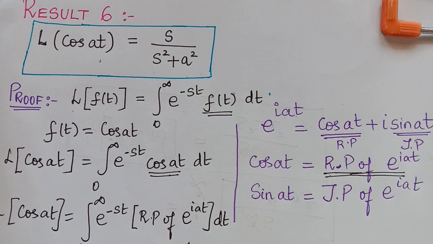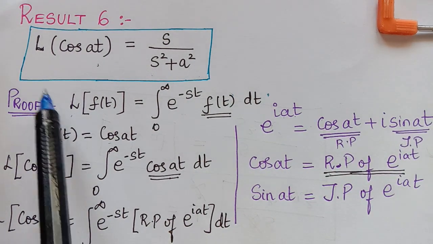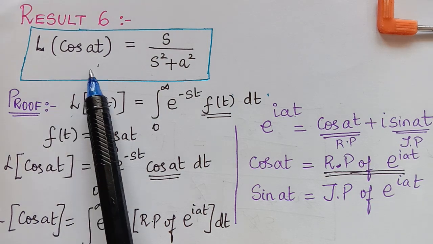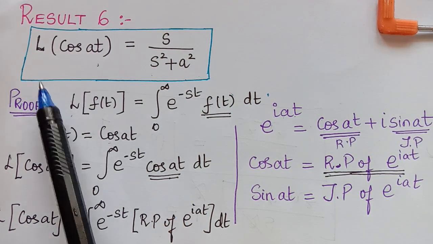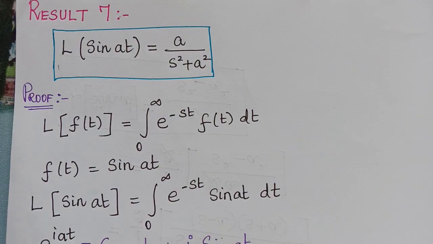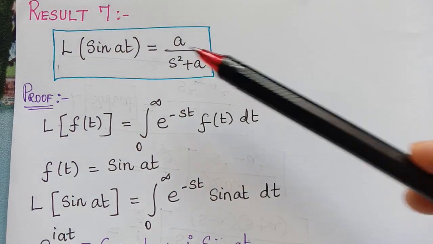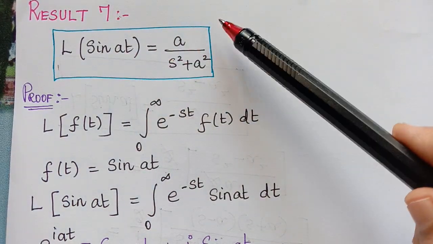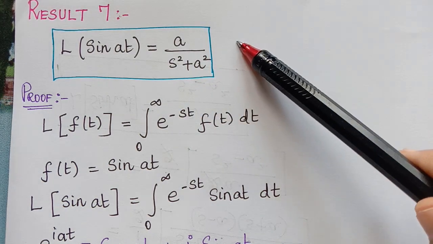Hope you have understood the proof completely. Next will be result 7, where we will be finding the Laplace transform of sin at. Like how we found cos at here, we will be finding Laplace transform of sin at. So let us see that now. So the Laplace transform of sin at, I have already done it for you. I will just explain it. So it is equal to a divided by s square plus a square. So this is what we have to prove.